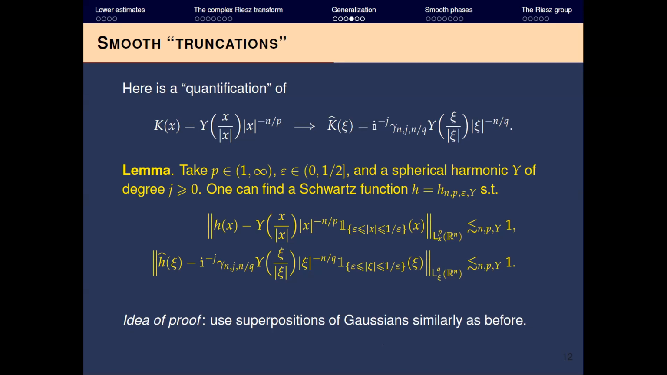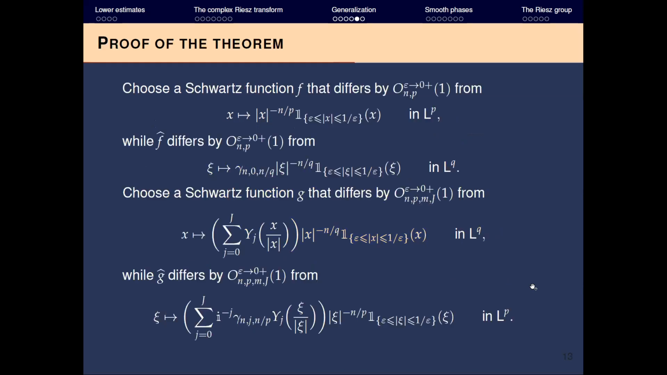And actually, this is what Stein and Weiss do in their book. This trick has been exploited a lot. So this barely counts as an original result. I wouldn't even dare to say that it's 100% original, even though I haven't seen it formulated in that exact way. So what do we do? We choose the first Schwartz function f so that it doesn't differ much from this truncation, right? And that its Fourier transform doesn't differ much from this truncation. Choose the function g so that it doesn't differ much from this truncation, and so that its Fourier transform does not differ much from this truncation.